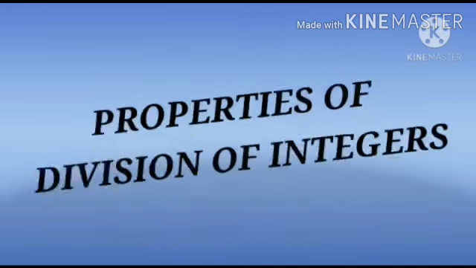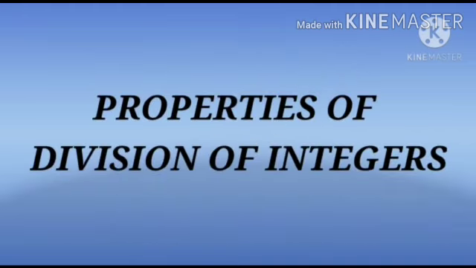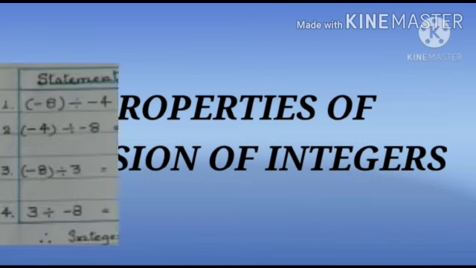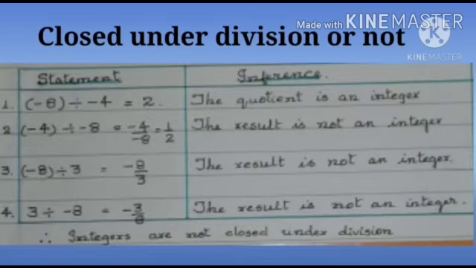Let us now learn the properties of division of integers. Closure under division of integers. Let us check if integers are closed under division or not. What do we get when we divide two integers? First, minus 8 divided by minus 4. We get 2. The quotient is an integer.